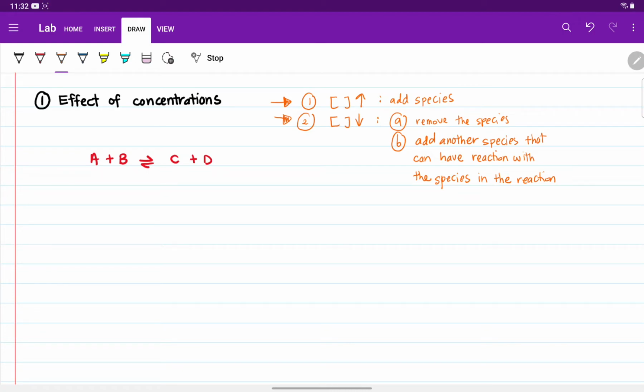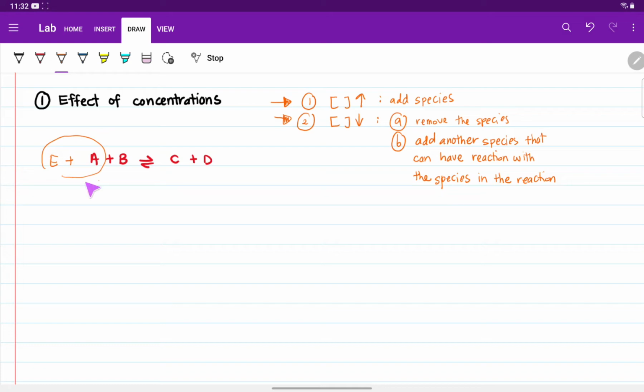Contoh dekat sini, katakan saya ada A tambah B. Lepas tu saya masukkan dekat sini E. Now, E dengan A boleh bertindak balas. Katakan E dengan A bertindak balas untuk hasilkan F, ada side product dekat sini. Jadi apa yang berlaku adalah bila kita tambah E dalam reaction, E akan bertindak balas dengan A yang menyebabkan concentration of A akan berkurang. Jadi itu pun adalah sebagai disturbance.